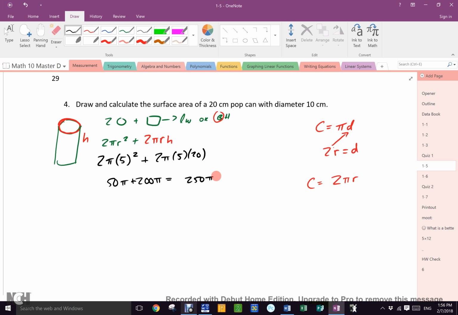Wow. If you're uncomfortable with that, what are you going to do with that? Or if I say I need a real world number, on your calculator, you're going to do 250 times the pi button. And you're going to get something around 800. 785.3. Pretty darn close to 800. Everybody cool? Yeah. All right. Made a lot of sense.